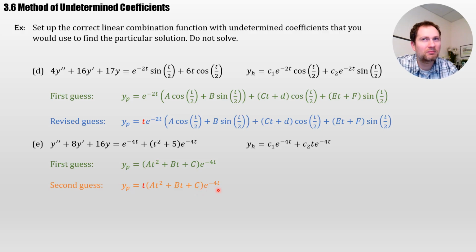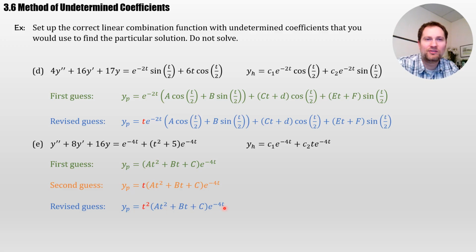So you guessed it. What are we going to do? We're going to make a final revision. How about t squared instead? And that will ensure that no part of this will be something that is contained in the homogeneous solution. That's what's going to do the magic for you guys.